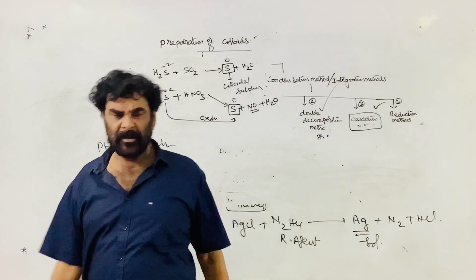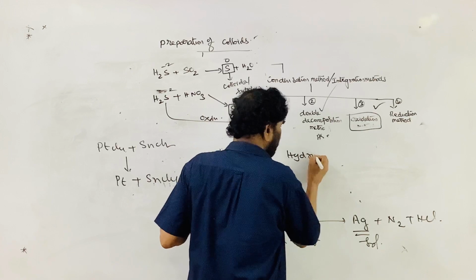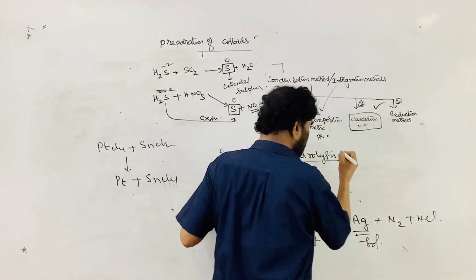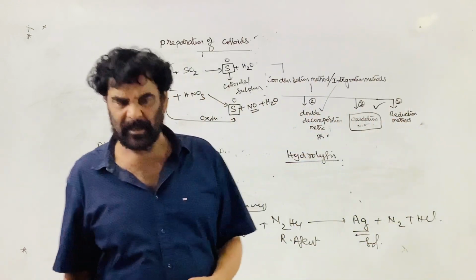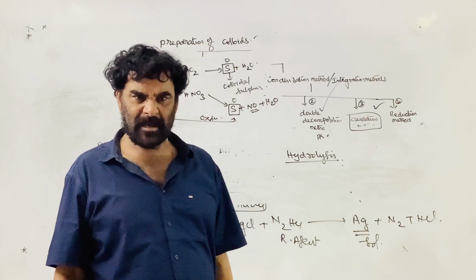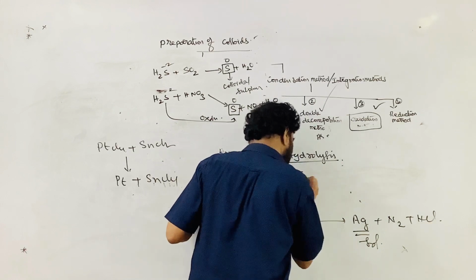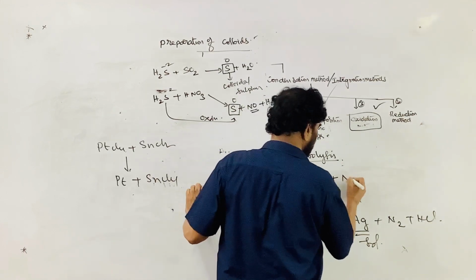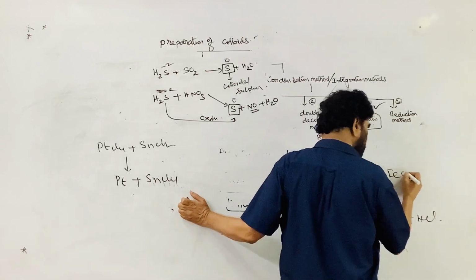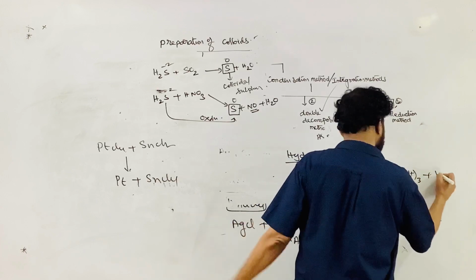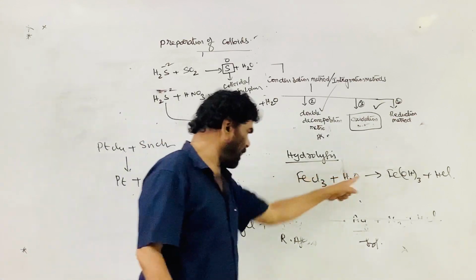In the last case, the one removed from the board, that is hydrolysis. Some salts undergo hydrolysis. In the hydrolysis process, particularly chlorides, sulfates or nitrates of heavy metals, on heating with water, are converted into their hydroxides. Ferric chloride is the best example. Ferric chloride plus water gives ferric hydroxide plus HCl. Ferric hydroxide is formed. It is undergoing hydrolysis.